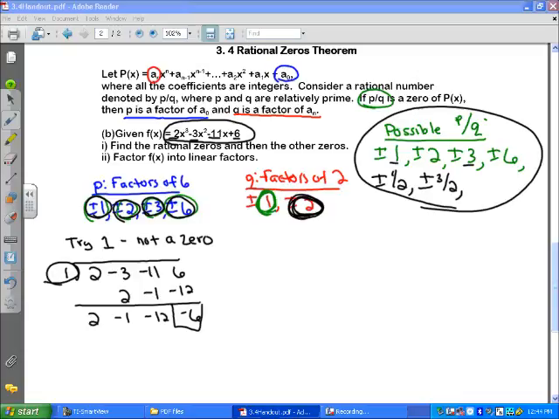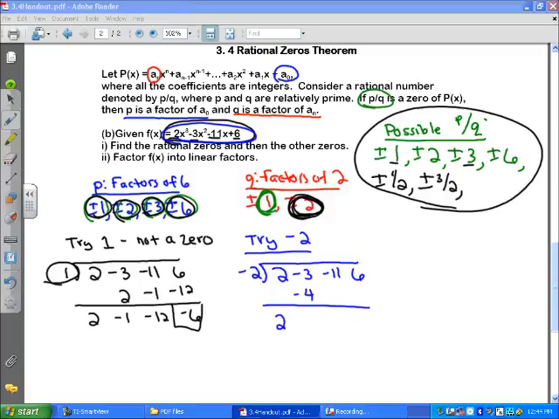So let's try another number. Let's try negative 2 as my next number. Again, I'm using my original polynomial. Using synthetic division, I bring the 2 down. Negative 2 times 2 gives me negative 4. Negative 3 plus negative 4 gives me negative 7. Negative 2 times negative 7 gives me a positive 14. Negative 11 plus 14 gives me 3. Negative 2 times 3 gives me negative 6. So I get a remainder of 0, which is good.